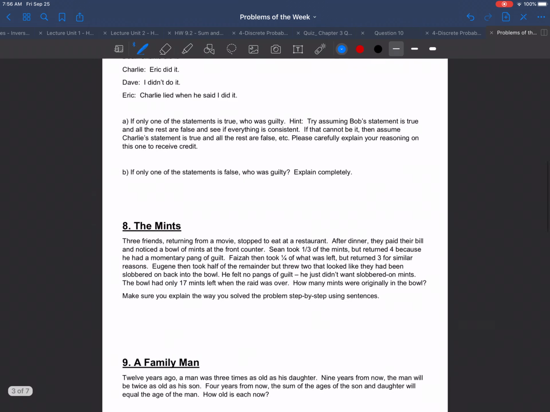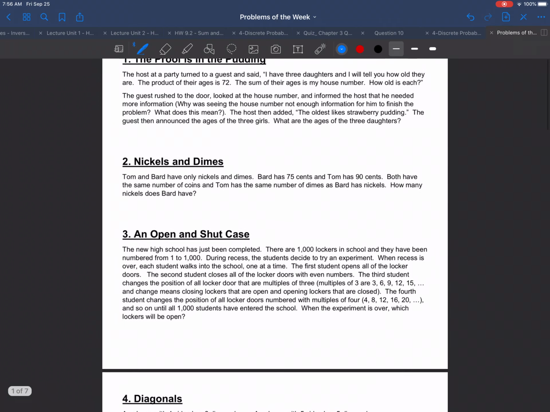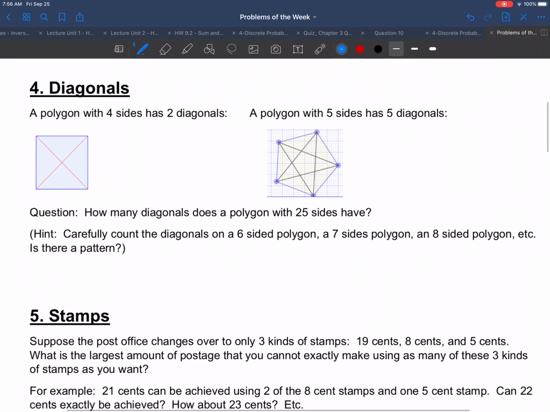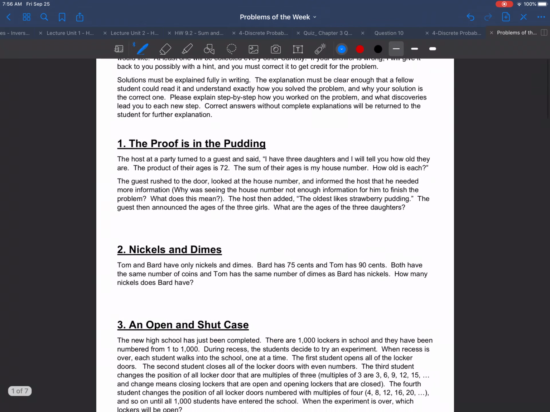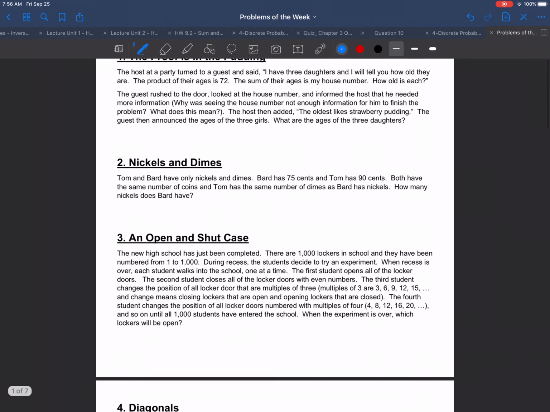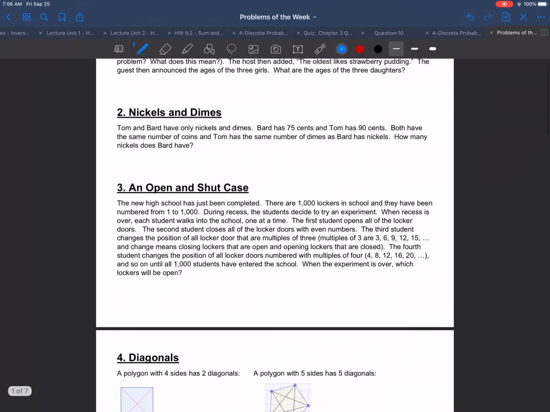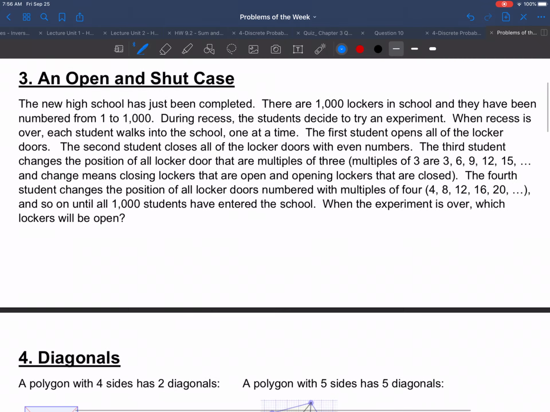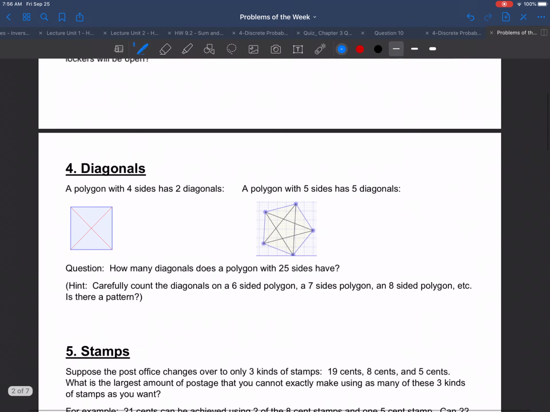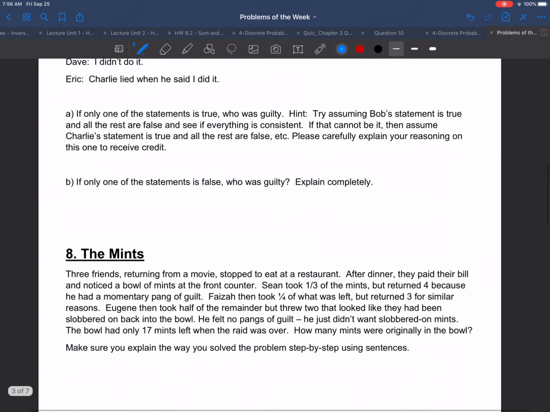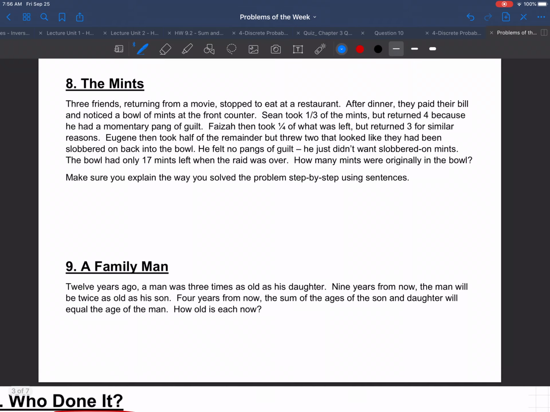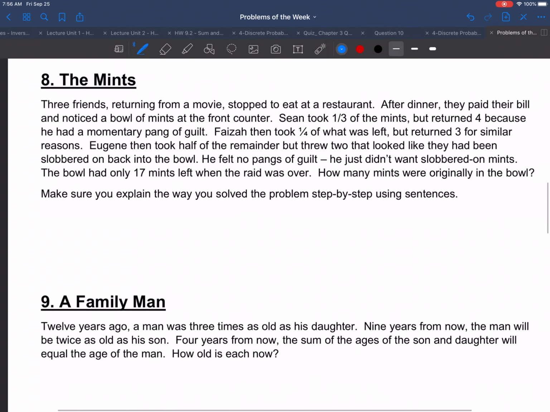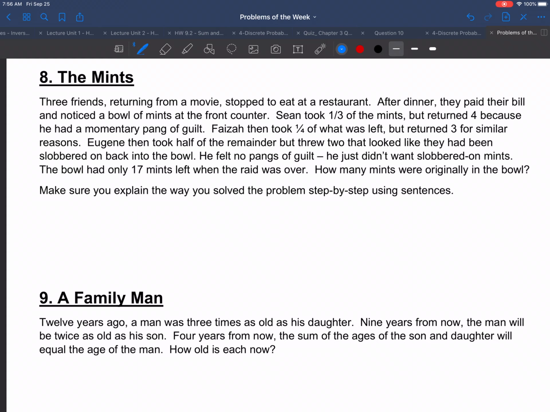Okay, so let me show you maybe one or two more of these, how that would work. For the diagonals one, is that a good one to look at? Maybe. How about, let me see, could look at open and shut case, mystery letters, whodunit, the mints, family man, mints, yeah, here, mints. Let me just show you this real briefly. Basically, for mints, I would make a guess and check table.